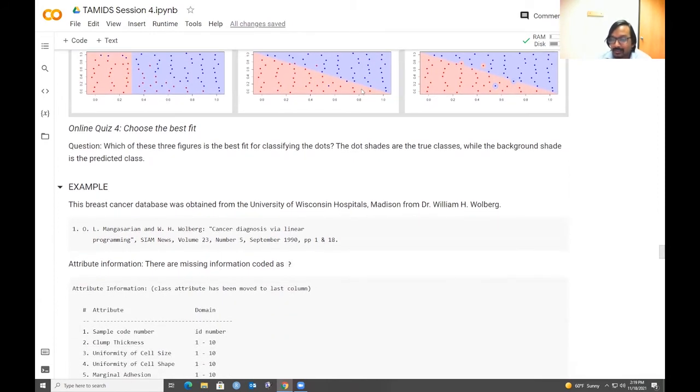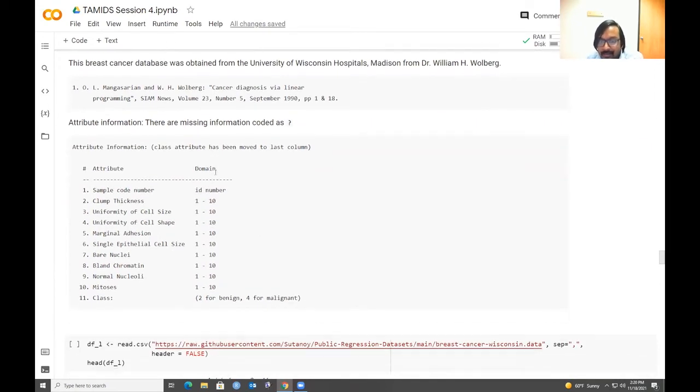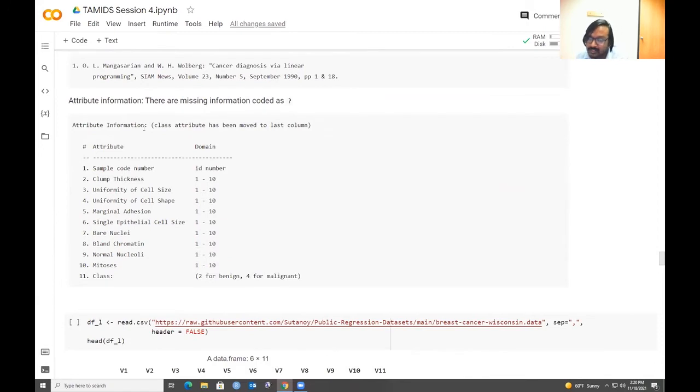Next, let us look at a database on breast cancer that was obtained from the University of Wisconsin hospitals. This data set is available online and you can check out the paper mentioned here. There are certain attributes for this data set that I would like to talk about, specifically that the response variable is class, where class 2 stands for a benign tumor, whereas class 4 stands for a malignant tumor.